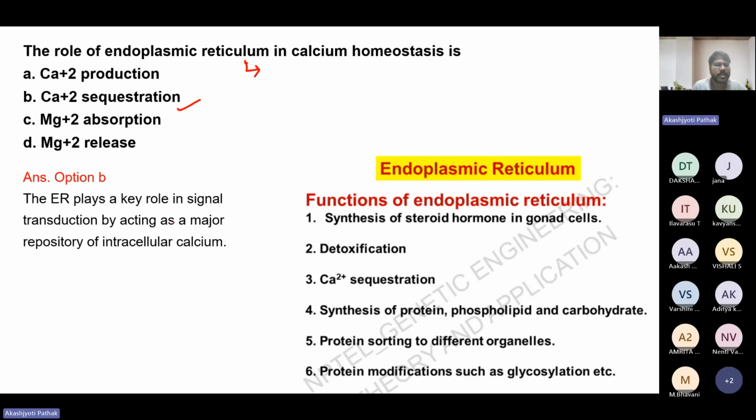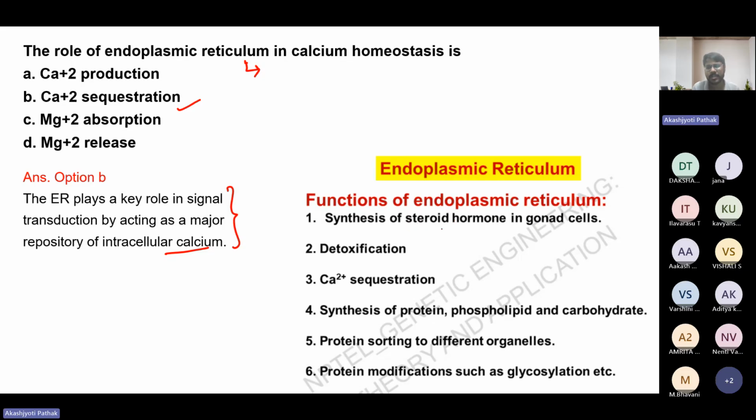So it is basically a major repository of intracellular calcium, and it also plays a key role in signal transduction. In cell signaling, you will read about how this calcium plays a role in signal transduction. So this is from the lecture slides. You can read about the different functions of the endoplasmic reticulum.